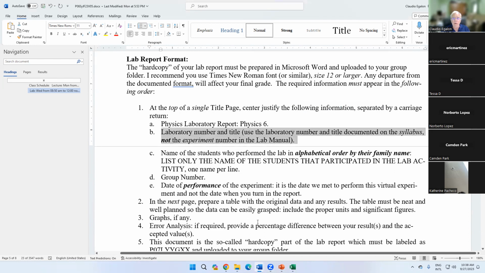Laboratory number and title. Use the laboratory number and title documented in the syllabus, in the syllabus, right? Not the experiment number in the lab manual.